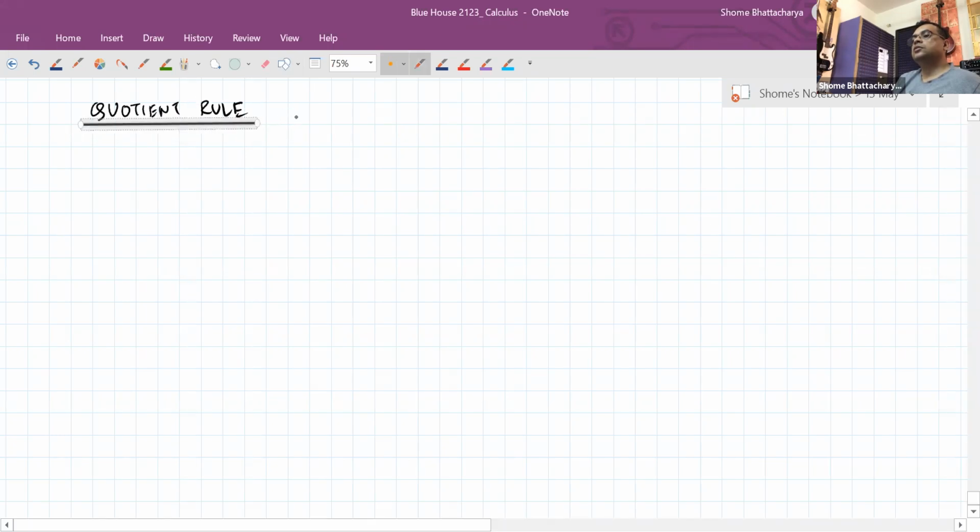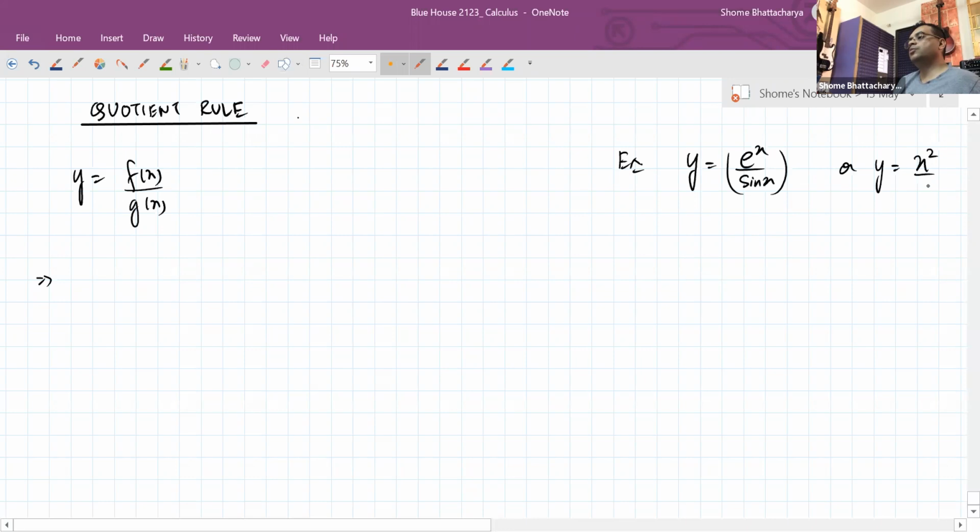Okay, so this is when the overall function is defined as the quotient or division of two functions. For example, we have y is equal to e raised power x upon sin x. Of course, we can also write this as e raised power x into cosec x, but my whole point is, or if we have the inverse of this, that y is equal to, let us say, x square upon e raised power x. Something like this.